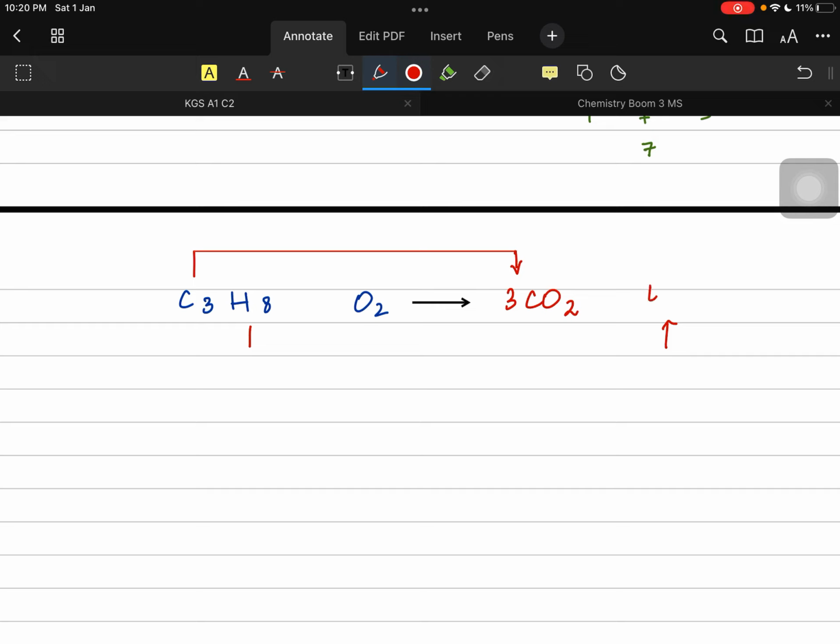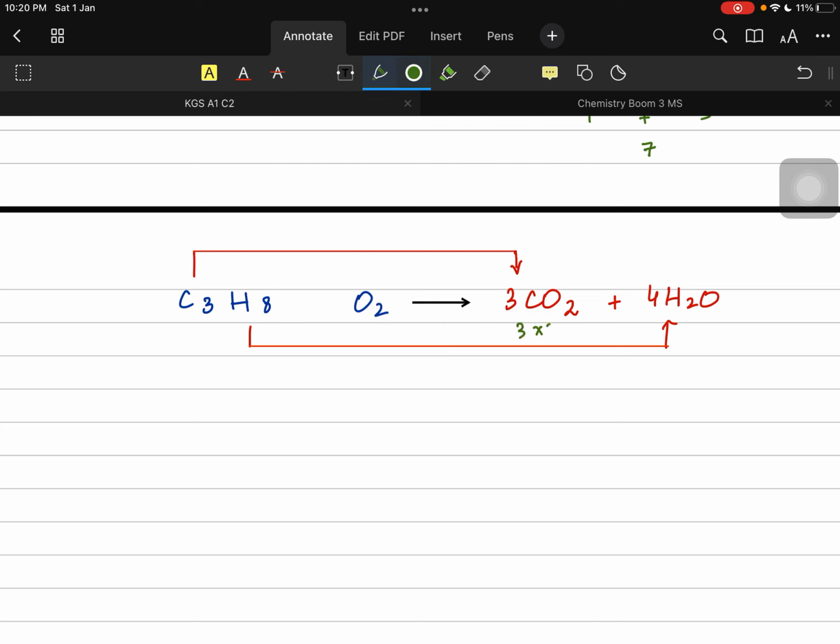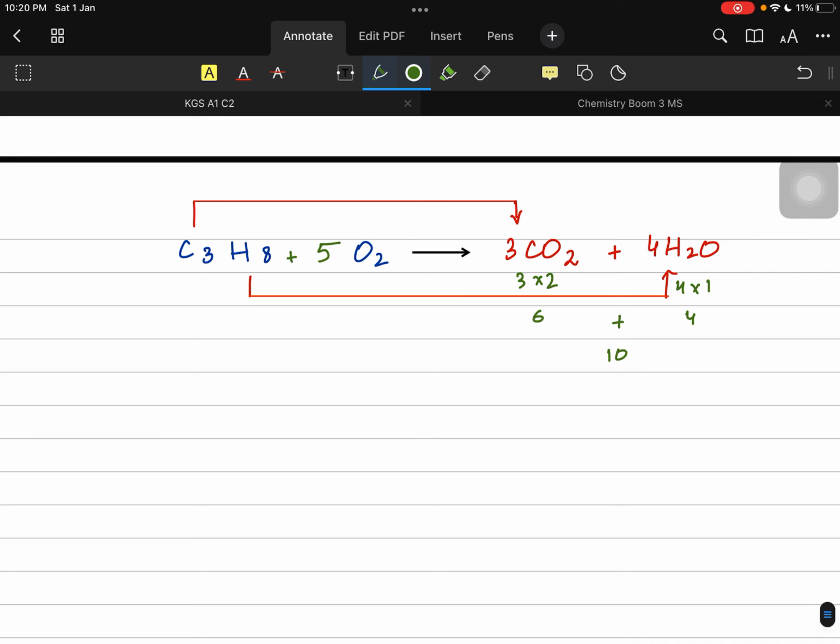8 hydrogen atoms can give us 4 water molecules, because 2 4s are 8. So 8 hydrogen atoms will give us 4 water molecules. We are done with that. Now let's count the oxygen. So 3 2s are 6 and 4 1s are 4. 6 plus 4 is equal to 10. You have used 10 oxygen atoms in total. So 10 divided by 2 is 5. So you need 5 oxygen diatomic molecules to give you 3 carbon dioxides and 4 water molecules.